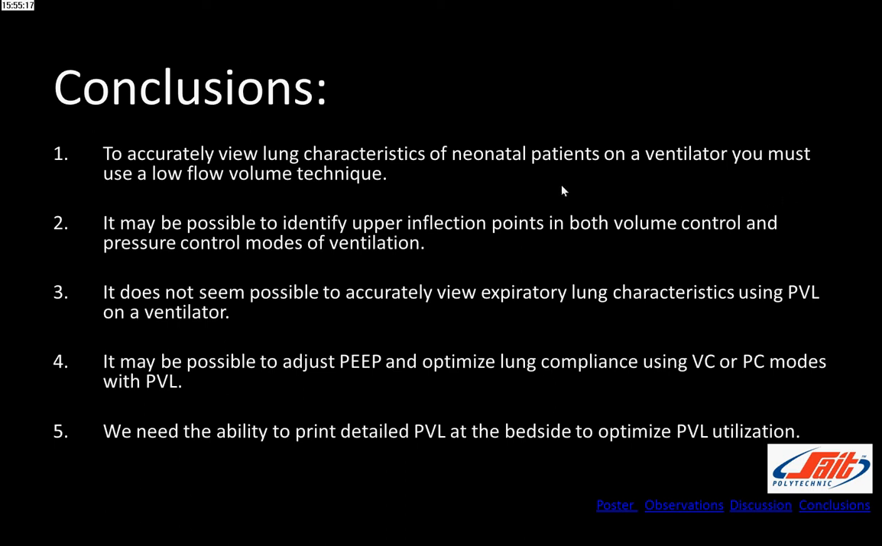So to accurately view lung characteristics, you've got to use low flow volume techniques, in my opinion. It may be possible to identify upper inflection points in both the volume control and pressure control, but you're going to have to be careful because sometimes it may be masked in pressure control. It depends on the tidal volume and the flow rates. I don't think that we can see any accurate lung characteristic information on the expiratory side of the pressure volume loop. I think that we can use these techniques to adjust PEEP, and we may be able to do that in volume control or pressure control, looking at that average lung compliance.